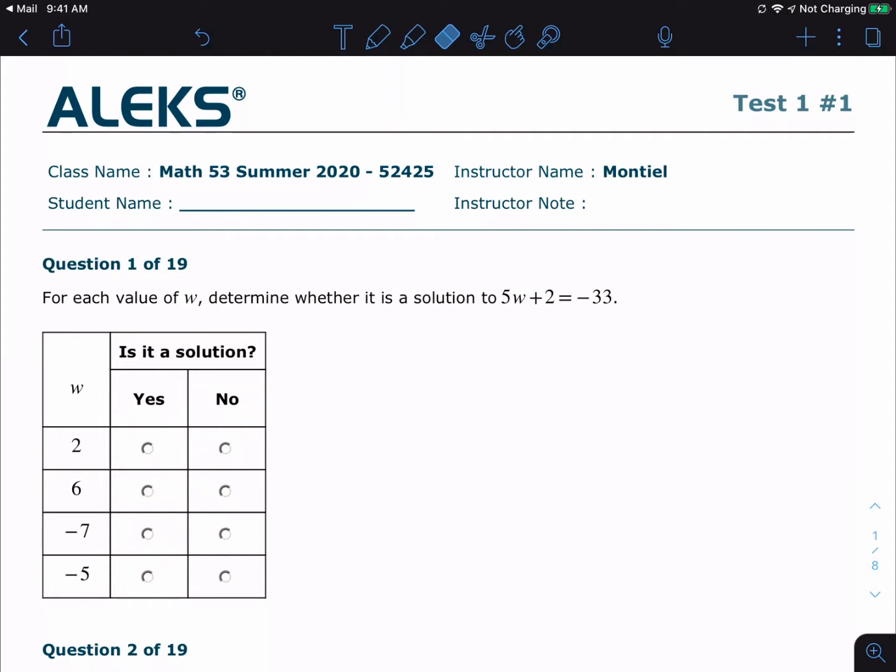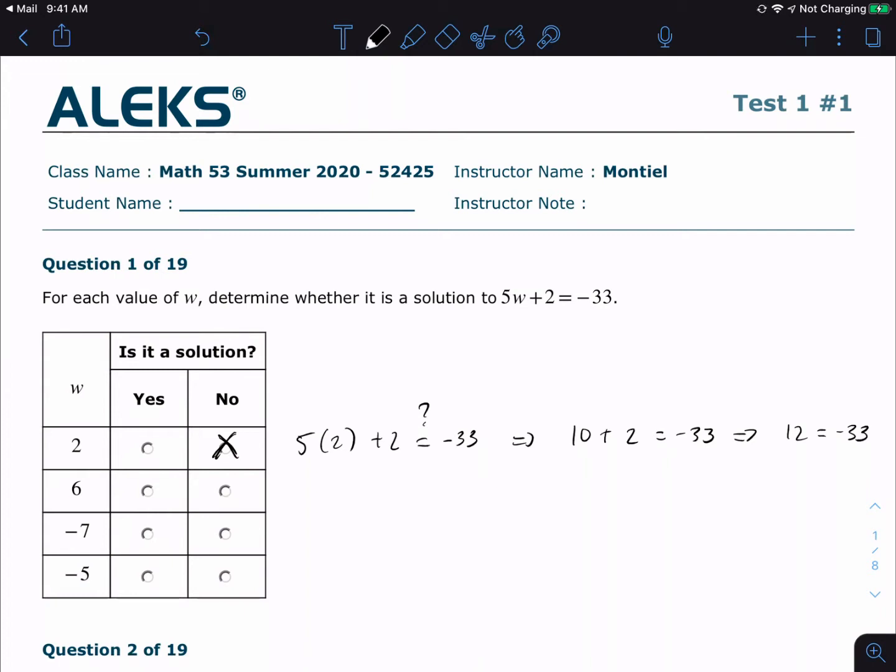This first example says 5w plus 2 is equal to negative 33. What they want you to do is check if you replace the w with these numbers, whether they'll work. In this first example, I'm going to go 5 times 2 plus 2. Is that equal to negative 33? Well, that tells me that 10 plus 2 is equal to negative 33, or that 12 is equal to negative 33. So that's clearly no.